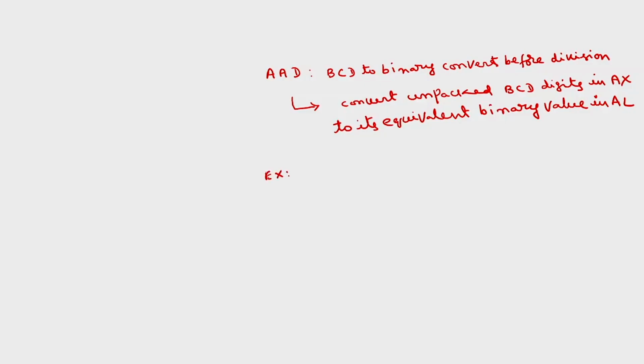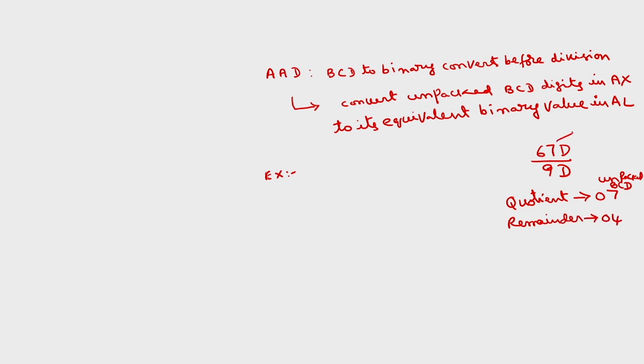If I give an example, this will be clear. Suppose you want to divide 67 decimal by 9 decimal. What is the expected quotient and remainder? The quotient will be 07 in unpacked BCD, and the remainder should be 04. This is BCD.